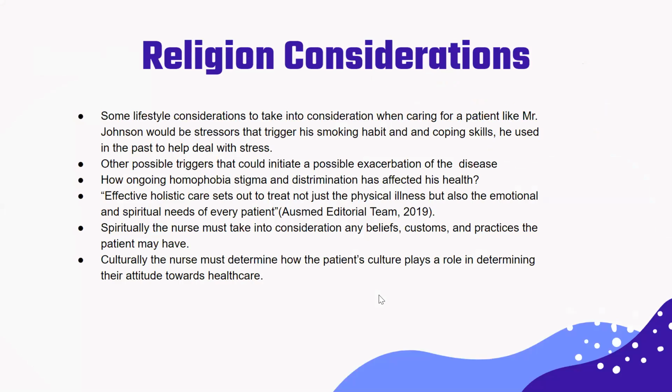Some religion considerations to take into place for this kind of patient is to identify stressors or triggers that trigger his smoking habit and some coping skills he has used in the past to deal with stress, and also to identify triggers that initiate a possible exacerbation in the future. It's also important to address his feelings and emotions regarding the ongoing homophobia, stigma, and discrimination regarding homosexuality and how it's affected his health.